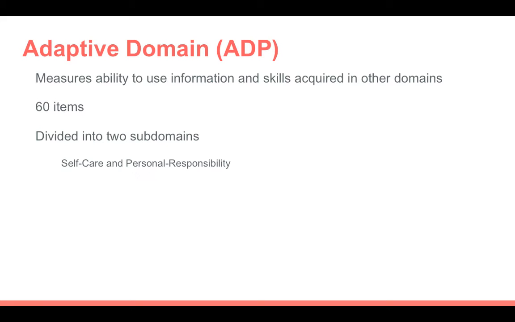Examples of items in this subdomain include eating, dressing, toileting, grooming, and preparing for sleep. The personal responsibility subdomain is made up of 25 items that assess the child's ability to assume responsibility for performing simple chores such as putting away toys, making phone calls, or making up a bed.